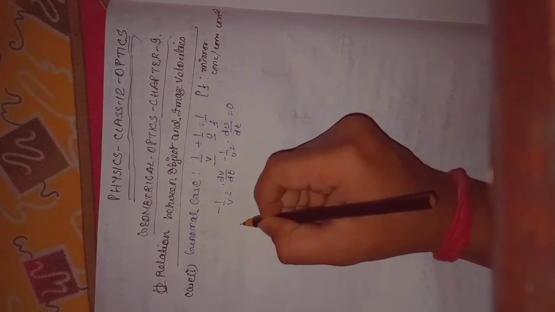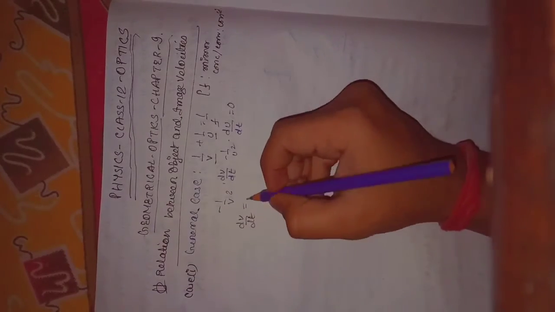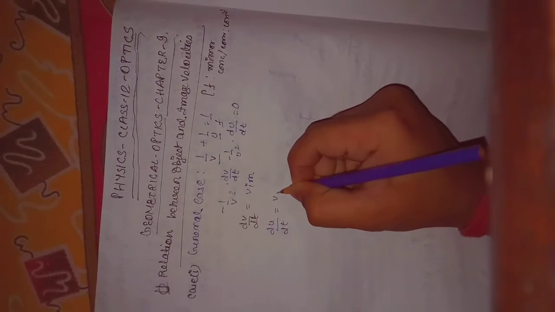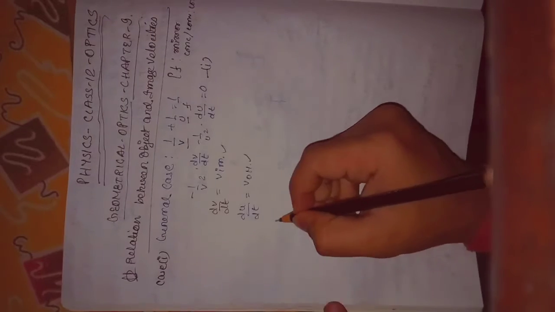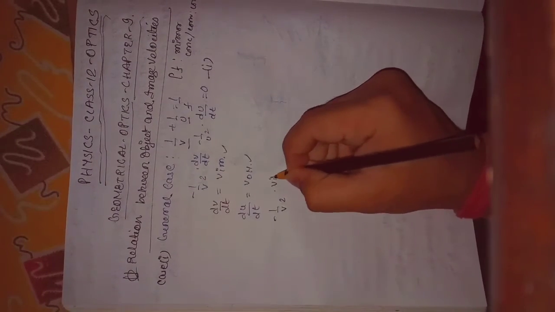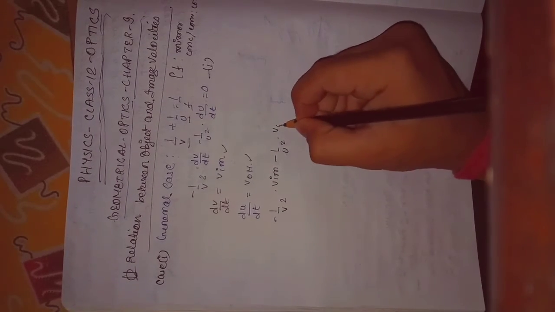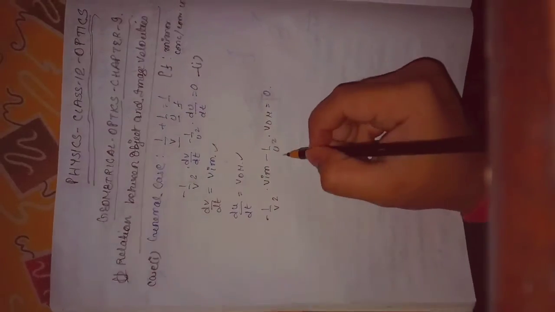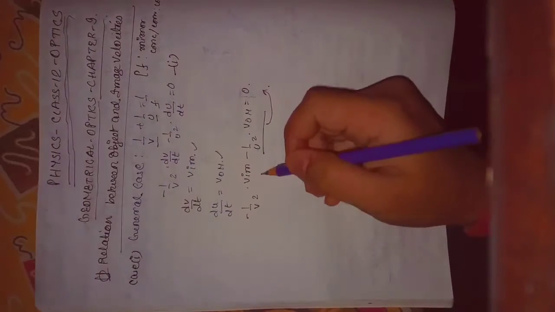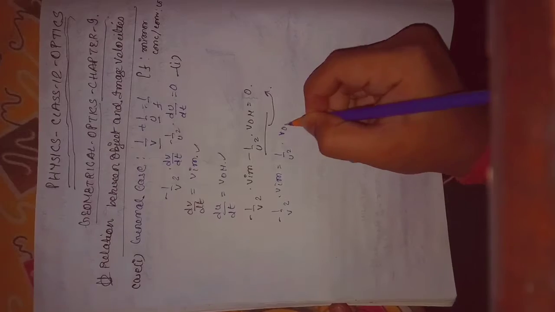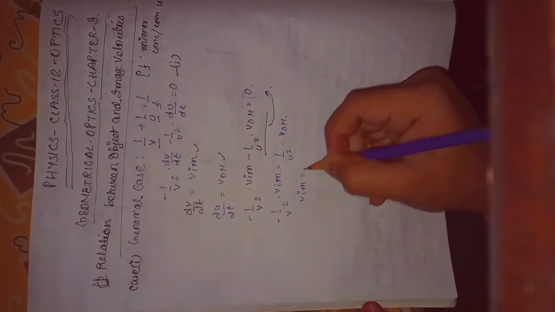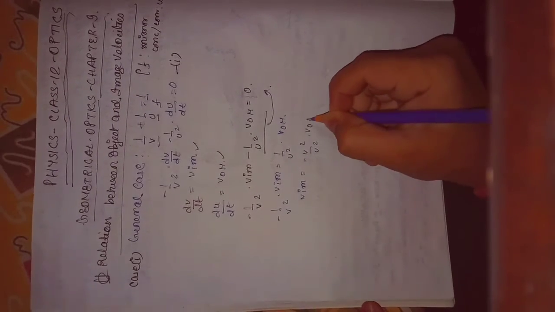Now we'll consider dv by dt to be equal to the velocity of image, and du by dt to be the velocity of object, let that be V_OM. Substituting V_IM and V_OM in equation 1, we get minus 1 by v square into V_IM minus 1 by u square into V_OM equals 0. Now we'll shift this part to the right hand side. So minus 1 by v square into V_IM equals 1 by u square into V_OM. From further manipulation, we can write velocity of image is equal to minus v square by u square into velocity of object.